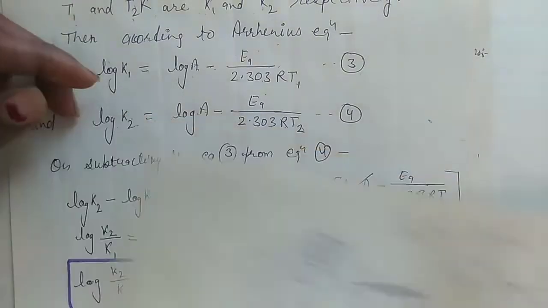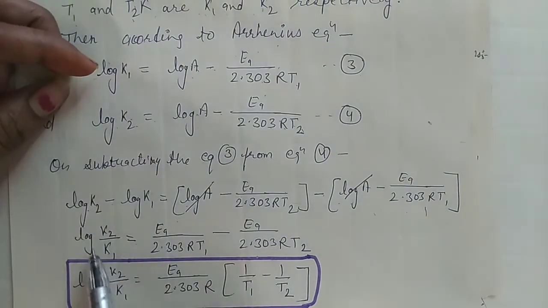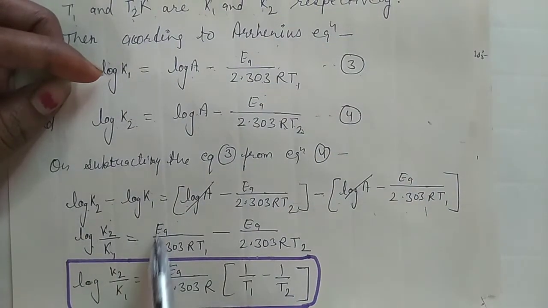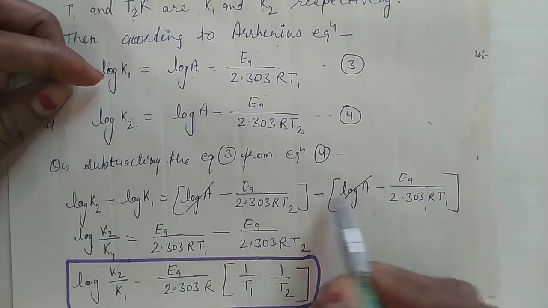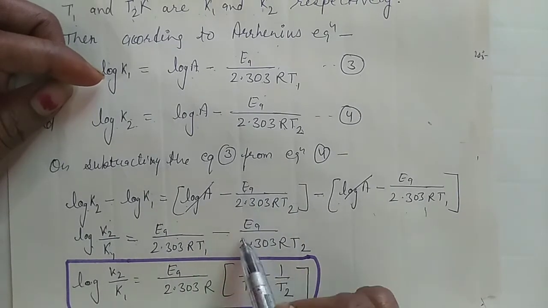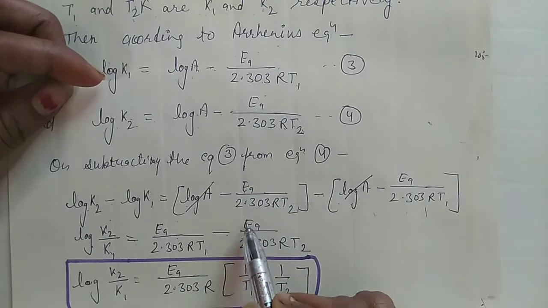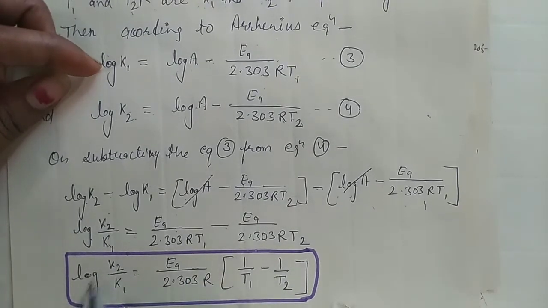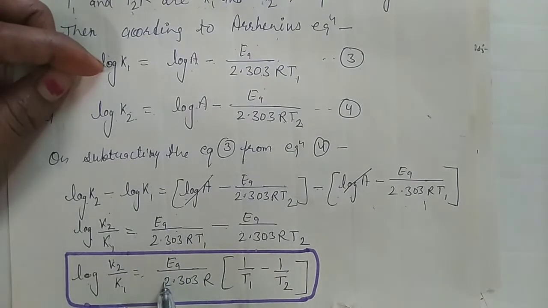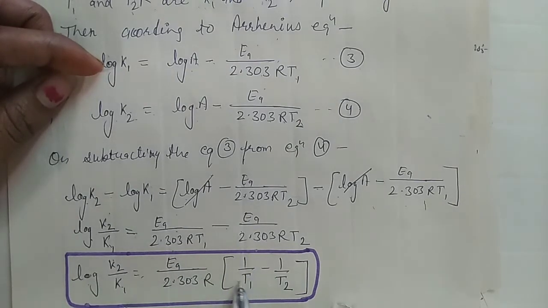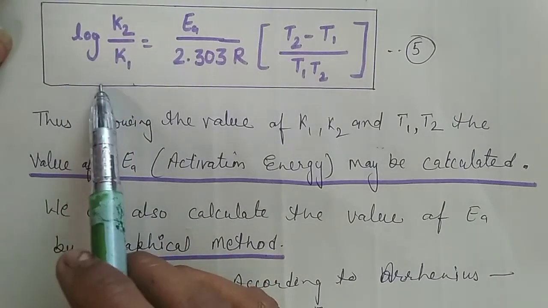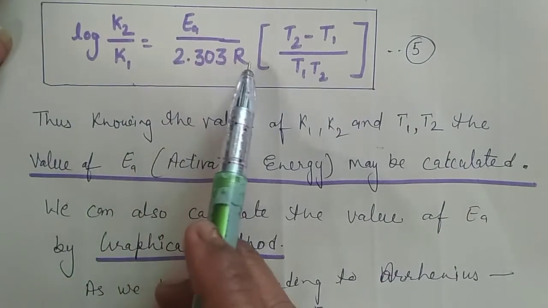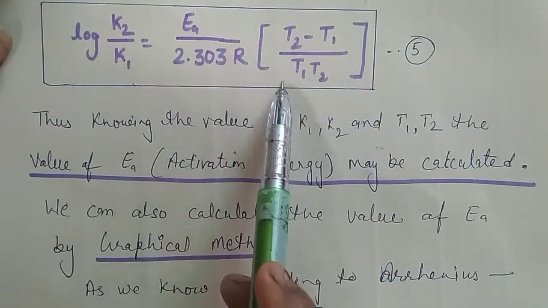I have told you already in last videos. So log K2 minus log K1 means log K2 upon K1 is equal to EA upon 2.303 RT1 minus EA upon 2.303 RT2. Here EA upon 2.303 R is common. So the equation becomes log K2 upon K1 is equal to EA upon 2.303 R times 1 upon T1 minus 1 upon T2, or we can say that log K2 upon K1 is equal to EA upon 2.303 R times T2 minus T1 upon T1 T2.